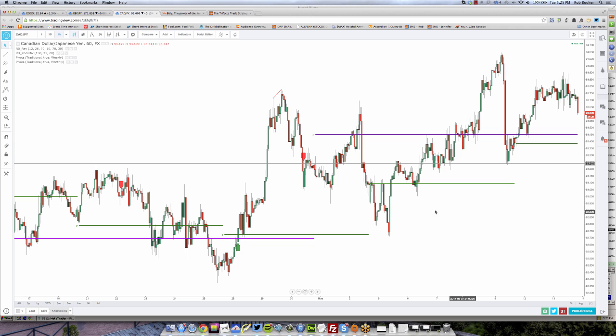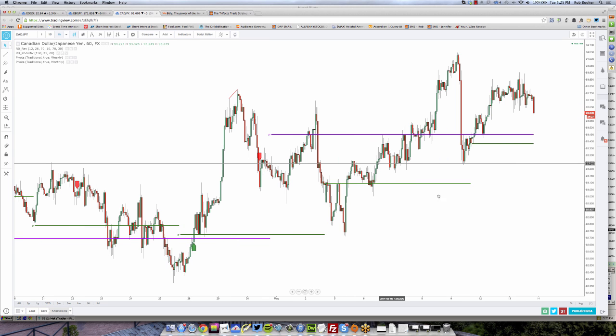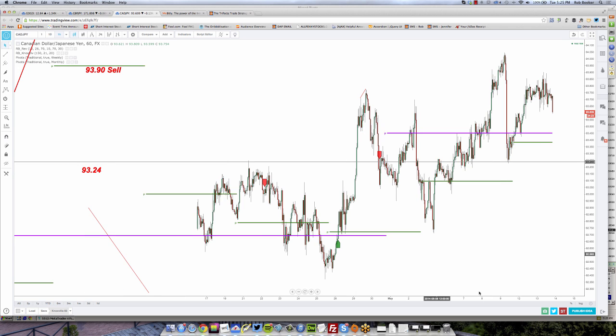Canadian dollar, Japanese yen. So I think, Matt, are you looking at this week's pivot?